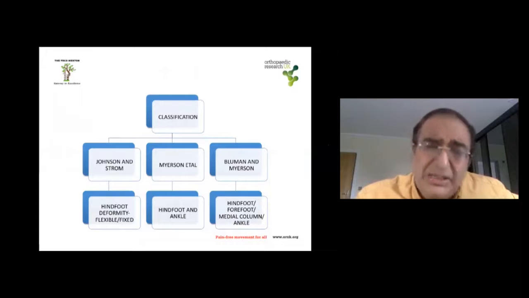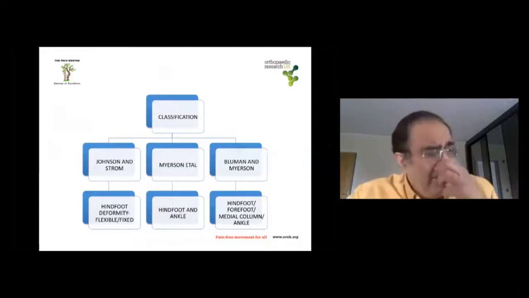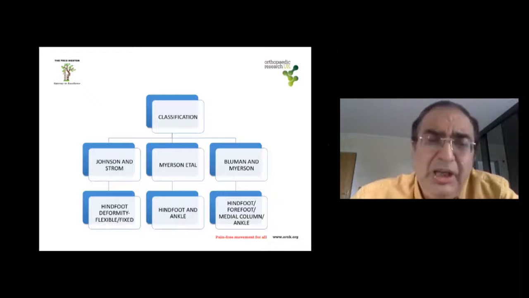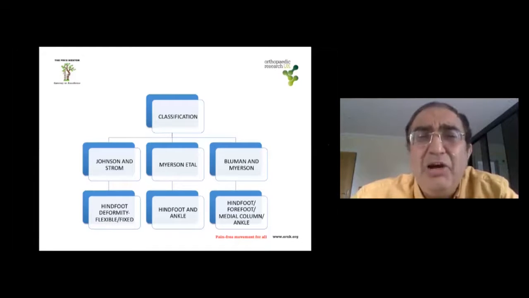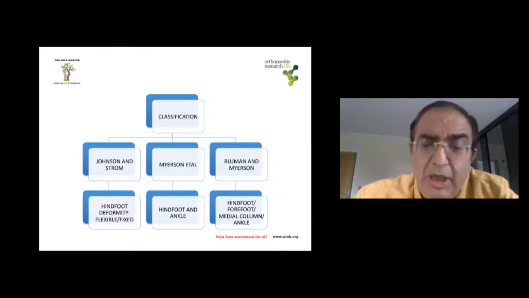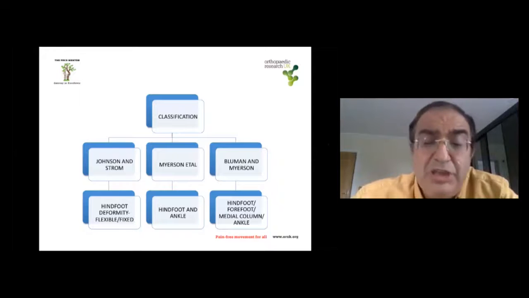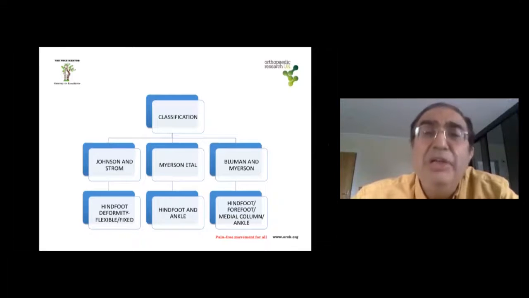So classification of tibialis posterior insufficiency is asked in the exam. The earlier classification was Johnson and Strom, who basically just classified it based on the presence of the hindfoot deformity. And later Myerson added on the ankle involvement. So Myerson did a modification of the Johnson and Strom. But now we actually also follow the Bluman and Myerson classification. We don't just look at the hindfoot deformity, but look at the forefoot deformity, the ankle, and the medial column instability, which is a more comprehensive classification.